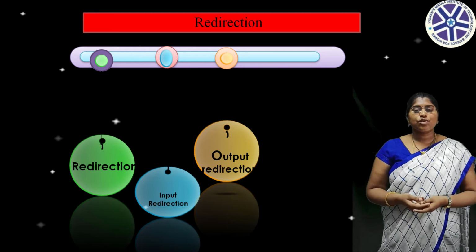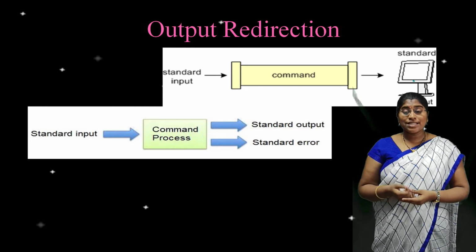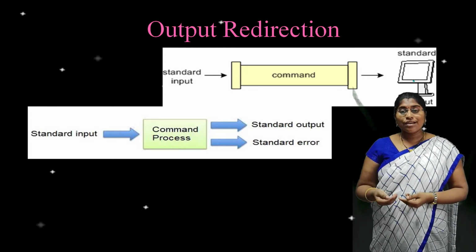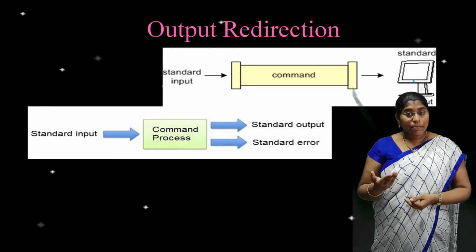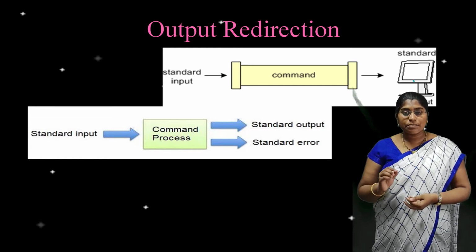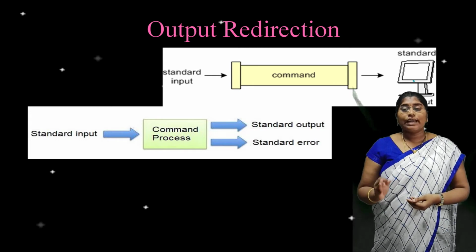So let's see the syntax of output redirection: command space greater than file1. Here redirection of output is represented by the greater than symbol. Redirection of input is represented by the less than symbol. Okay, please remember that point. Input is referred to by less than, output is referred to by the greater than symbol.